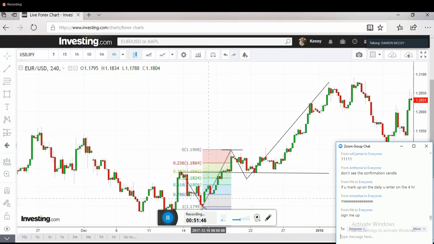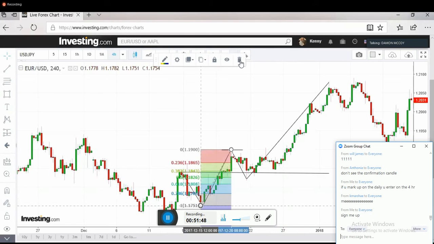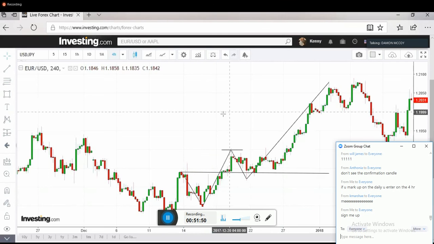I think that's Antonia. Antonia said they didn't see the confirmation candle. Antonia, if you look down at the bottom of that triangle and you see that big old engulfing candle right there, that bullish engulfing candle was basically confirmation that it was getting ready to run north because of all the momentum in that candle.